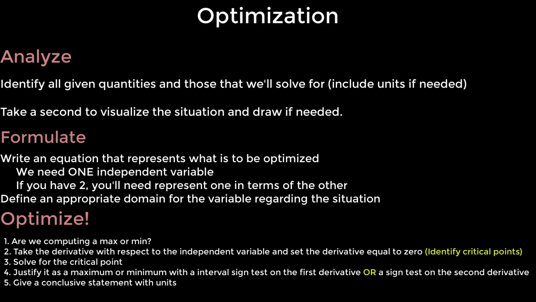But before we say that we're all done, make sure that you always justify that value. Justify it as a maximum or minimum with a sign test on the first derivative or testing the concavity with the second derivative. This way, you can essentially prove that it's a maximum or minimum on that function that you created. And then before you pack up and call it a day, just make sure that you give a conclusive statement with units. And there it is. That's my general guideline on optimization.